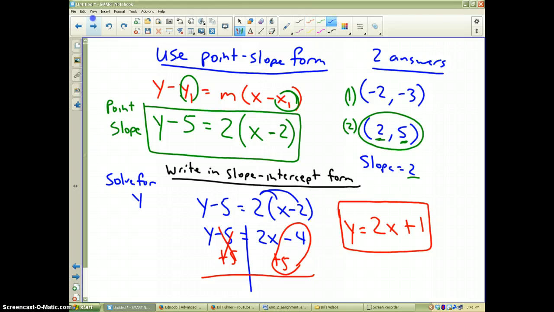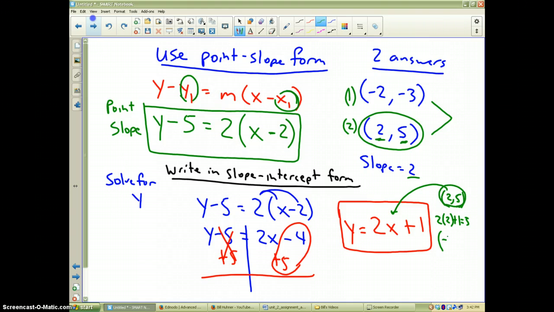Now, you can check that. These 2 points right here should be solutions to this problem. So, let's say I take the point 2, 5. If I take the number 2 and stick it in for x, we know 2 times 2 is 4 plus 1 equals 5. Well, that checks out. So that is a solution to that problem.